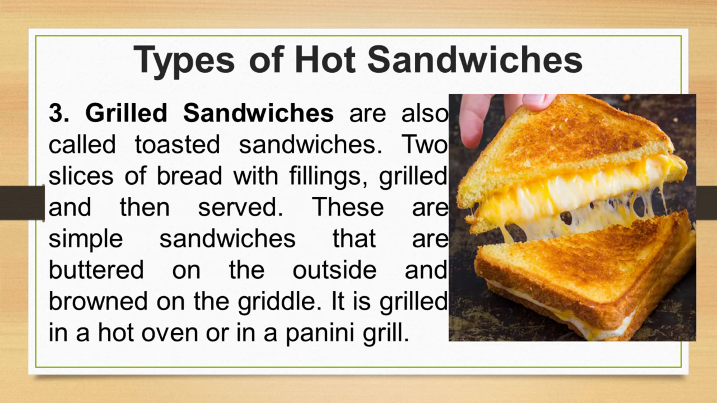Number 3. Grilled sandwiches are also called toasted sandwiches. Two slices of bread with fillings, grilled and then served. These are simple sandwiches that are buttered on the outside and browned on the griddle. It is grilled in a hot oven or in a panini grill.